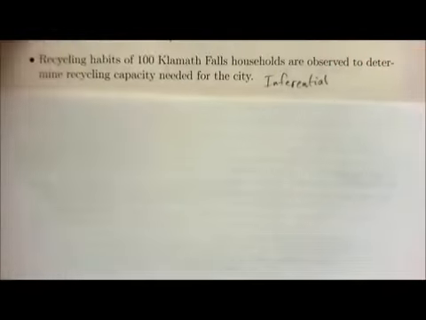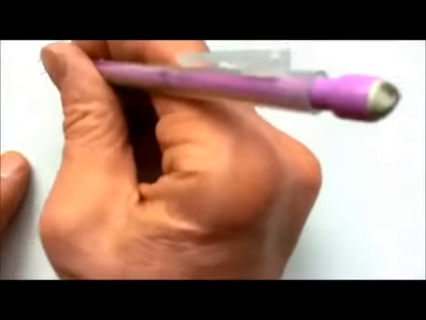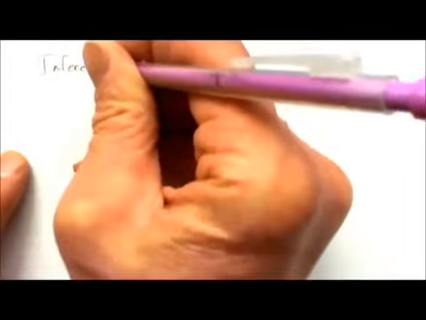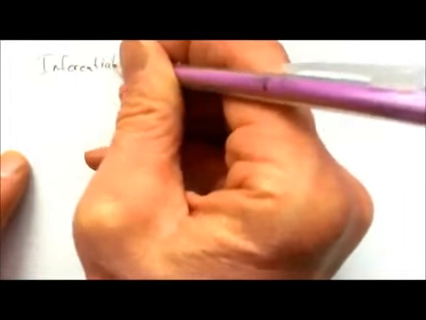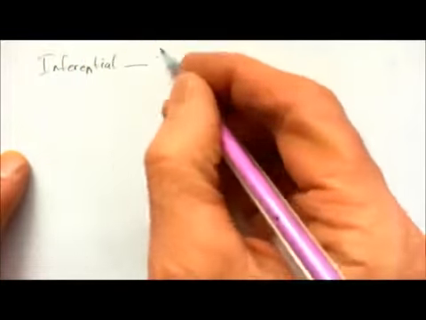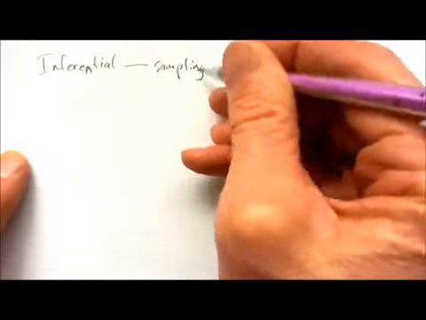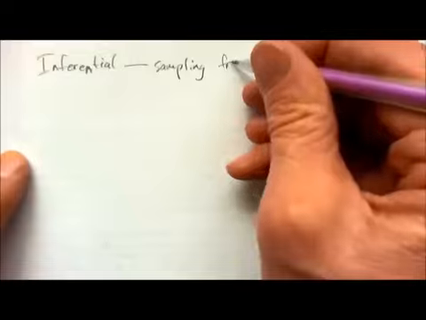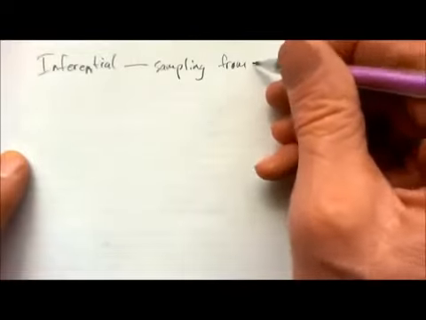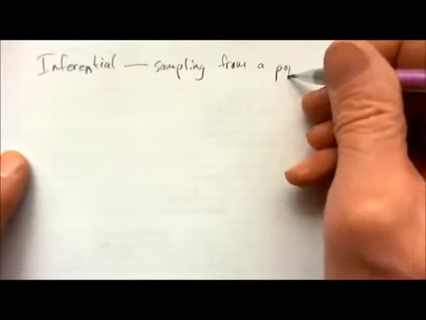So let's summarize again the difference between descriptive and inferential statistics. The main thing is that inferential statistics occurs when we have sampling. When we don't gather data for an entire population, but just from a sample out of that population. So we have sampling from a population.